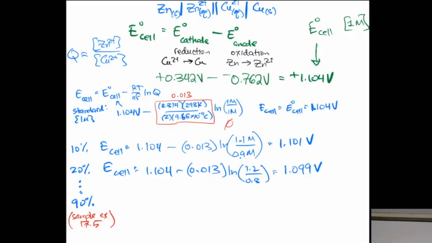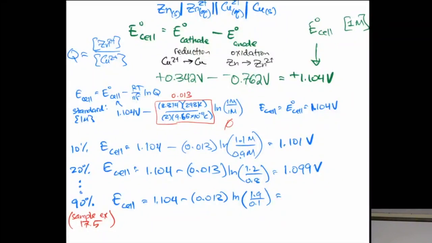When you have this cell and it's 90% depleted now, you would think our voltage potential will have gone away, right? 90%. I mean, it's practically gone. Well, let's take a look. E of the cell is equal to 1.104 minus 0.013 times the natural log of, now what's our fraction going to be? 90% is depleted. So what's the fraction? 1.9? Yeah, I was doing it backwards. Thank you for telling me. 1.9 over 0.1.